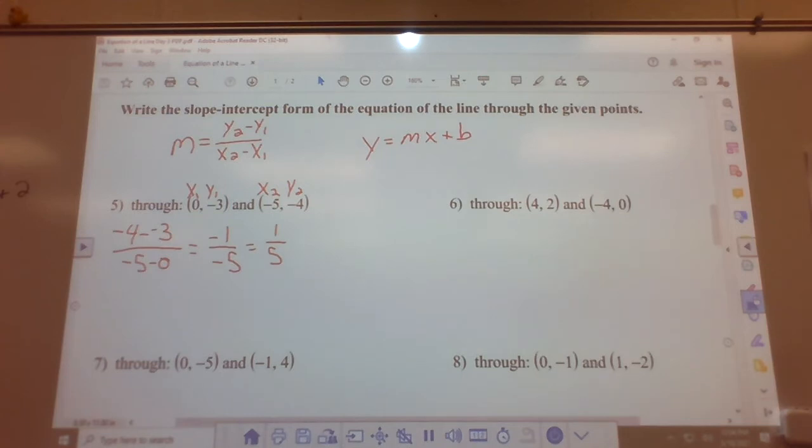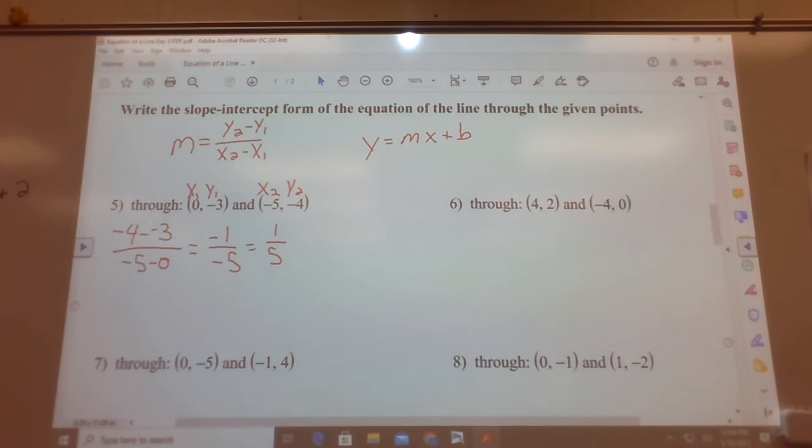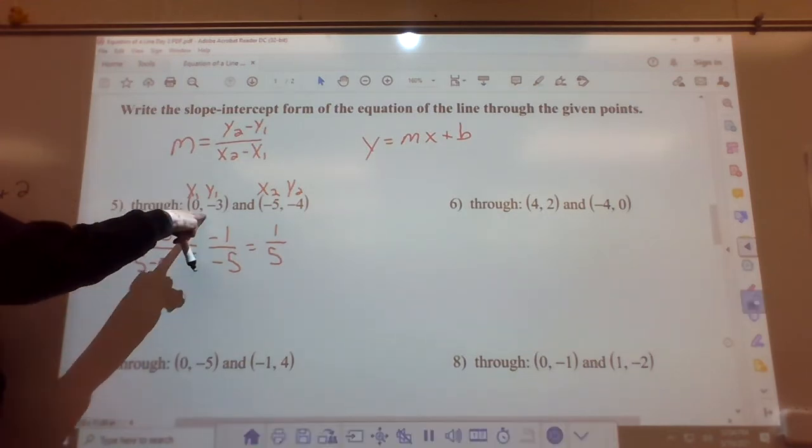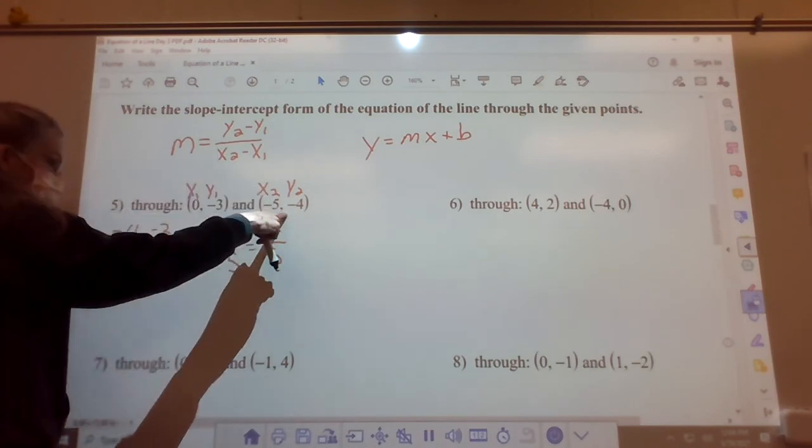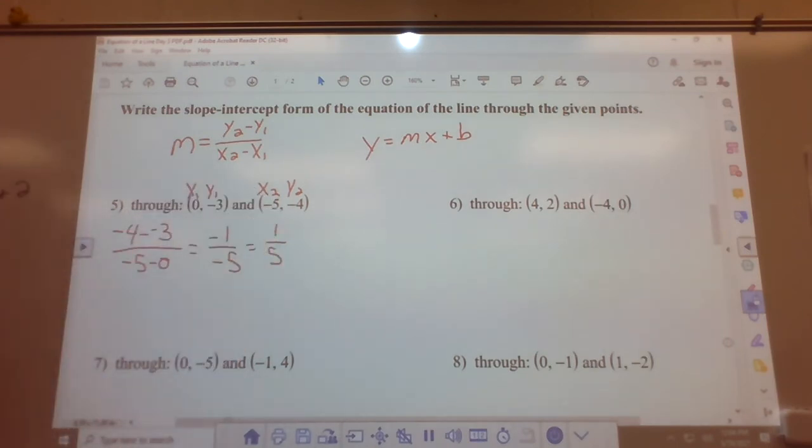Well, now that I know the slope, I can do what I did on the first 4. The first 4, I had a slope, I had a point. It does not matter which point you pick. They will both give you the same b in the long run. So you can either pick 0, negative 3, or you can pick negative 5, negative 4. They both will work. So which one do you guys want me to do? 0, negative 3, or negative 5, negative 4?